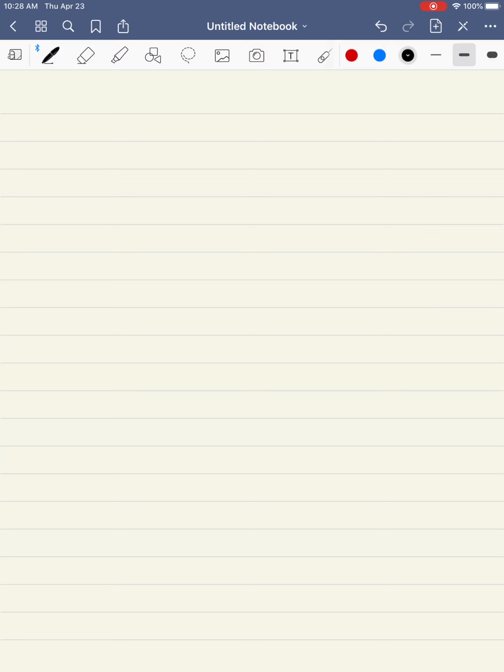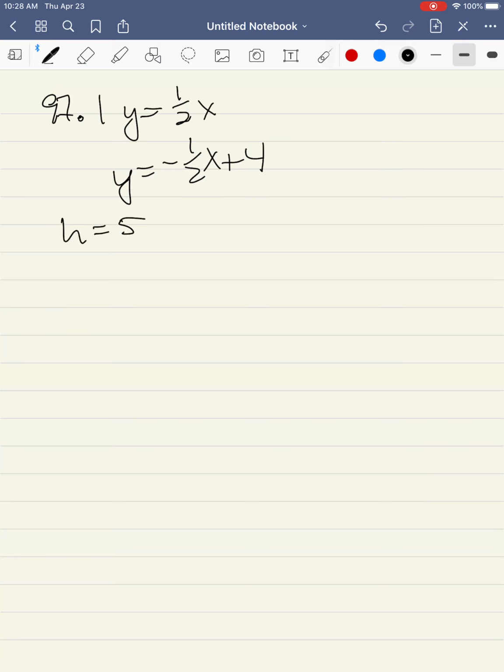So at the bottom of page 498, it says the base of a solid is the region R, which is bounded by, just write these down, y equals 1/2 x, and y equals negative 1/2 x plus 4, and the y-axis. Every vertical cross-section of the solid parallel to the y-axis is a rectangle with a height of 5. I'll make a note of that to myself. Find the volume of the solid.